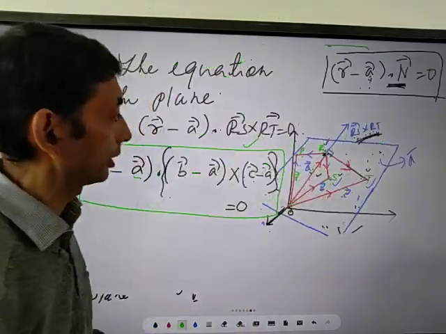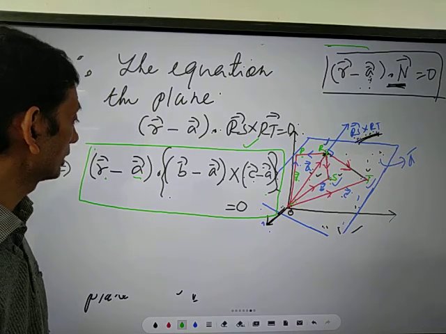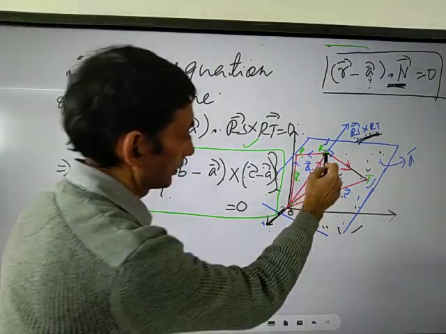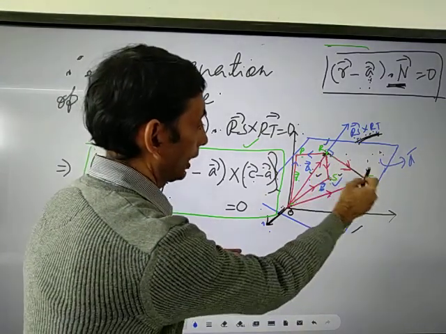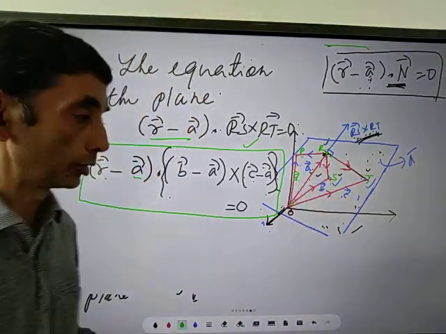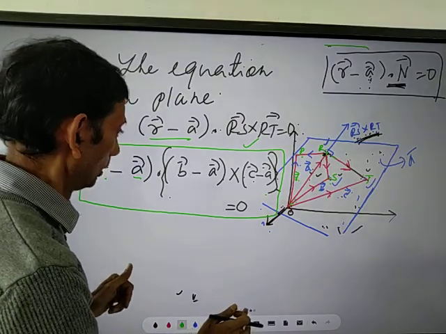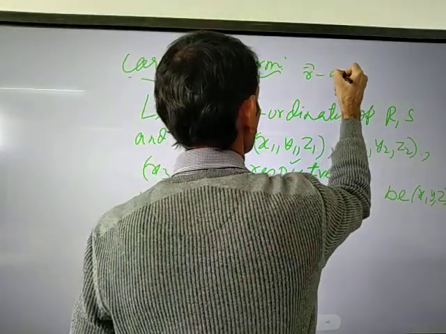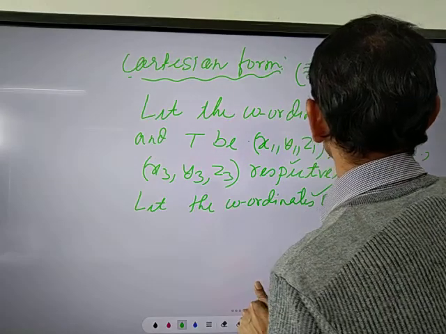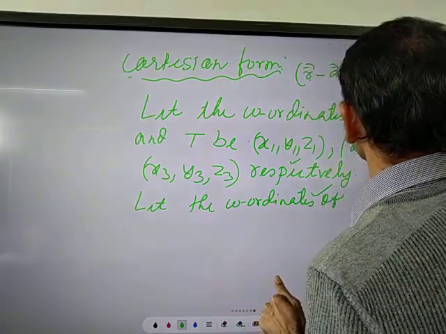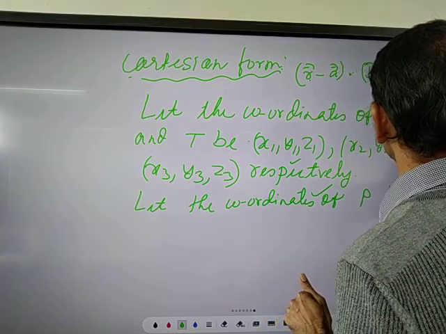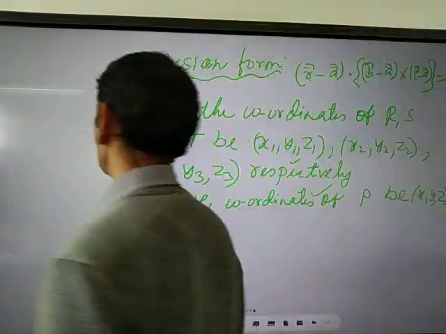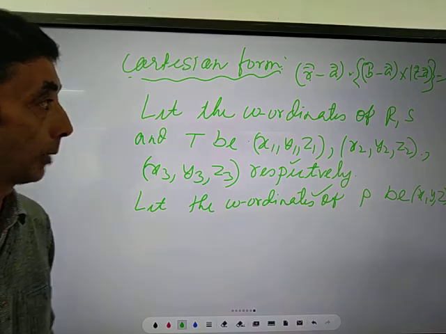Let me write the vector equation. Let's get back to the particular equation. What is the equation? That is R minus A, B minus A, C minus A. R minus A, this is R minus A. Rs you can write as B minus A, and Rt you can write as C minus A. I'll note down this equation: R minus A dot B minus A cross C minus A. This is the vector equation of the plane.